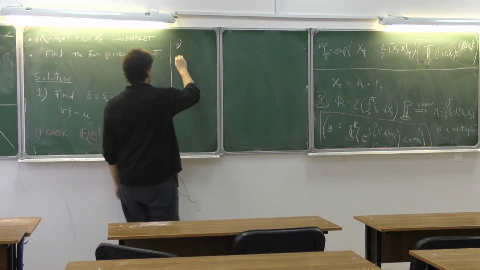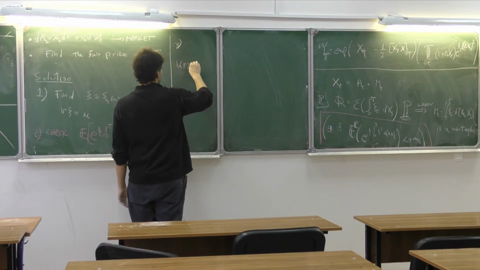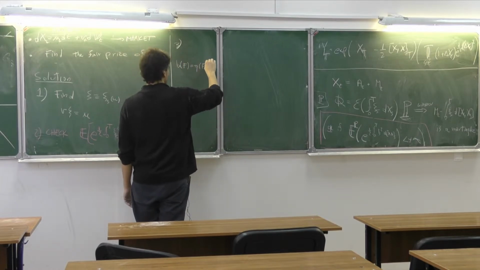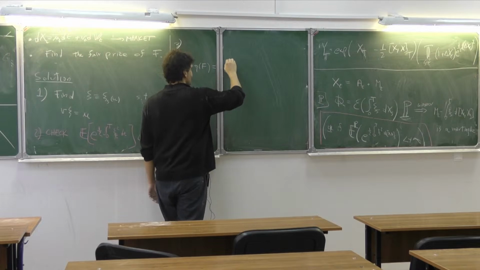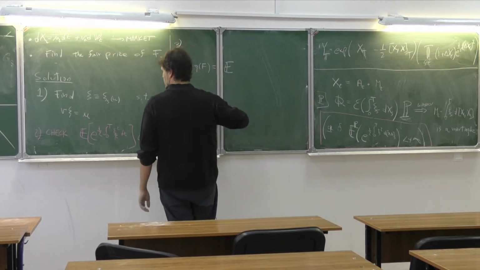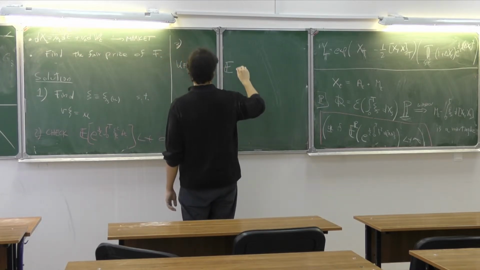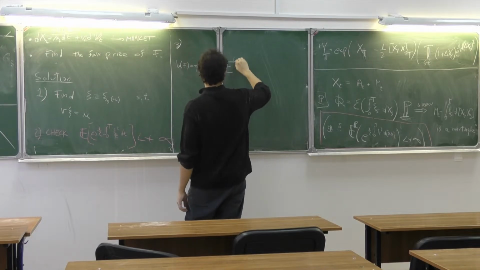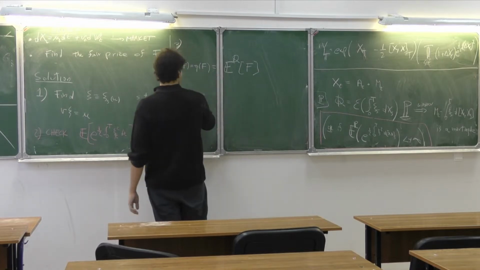B of f equal to q of f. This will be just the expected value with respect to q of f. You mean the center of mass.